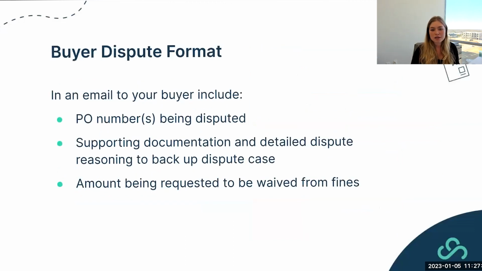So what is the dispute format that you should email to your buyer? You're going to want to email all of the PO numbers that are being disputed. You're going to want to give all of the supporting documentation and detailed dispute reasoning. What this looks like is you're really trying to prove your case to your buyer as best you can. That means including all of the information that they would need in order to make the most well-informed decision. Focus on why you think these OTIF fines are incorrect, or why you think they should reverse these OTIF fines, and give them all of the information that they need so that they can communicate what amounts and what POs actually need to be reversed for OTIF.